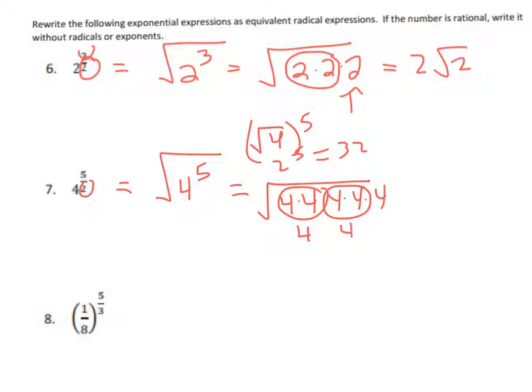So another 4 comes out. And then what's the square root of 4? It's a lonely guy left, but the square root of 4 is 2. So what's 4 times 4? 16 times 2 is? Same answer, 32. A lot of ways of doing this.